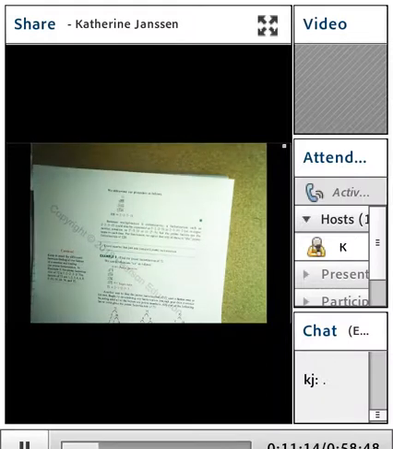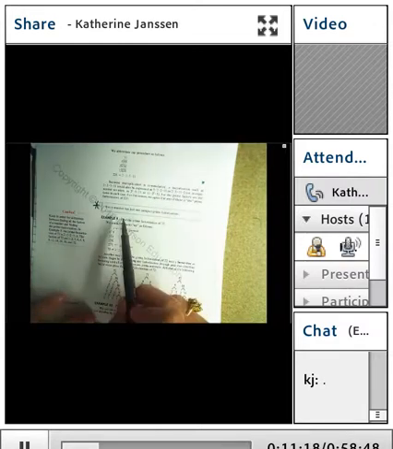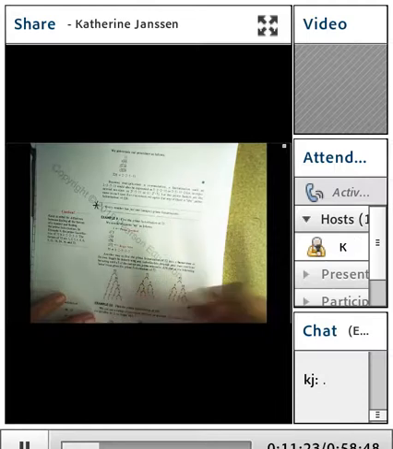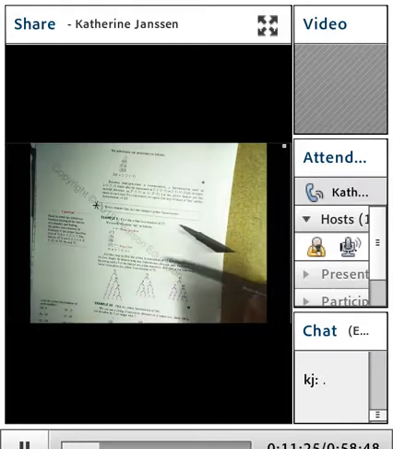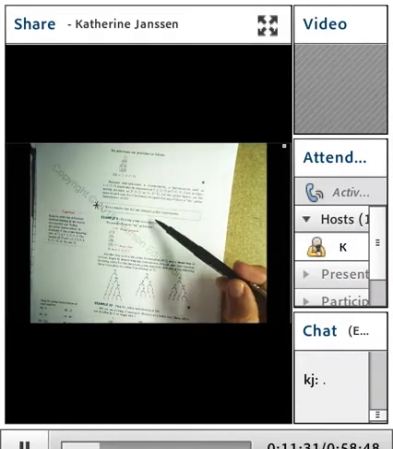On page 90, a statement is an important one. Every number has just one unique prime factorization. So as you're working with your prime factors, there's only one prime factorization for every natural number.